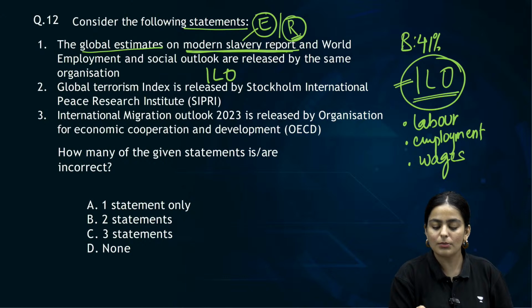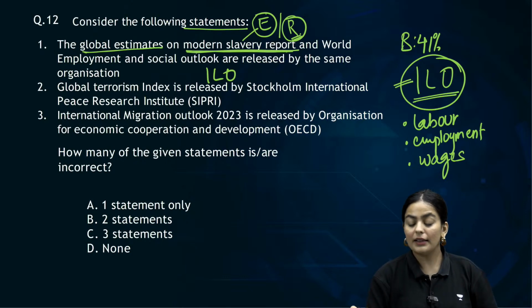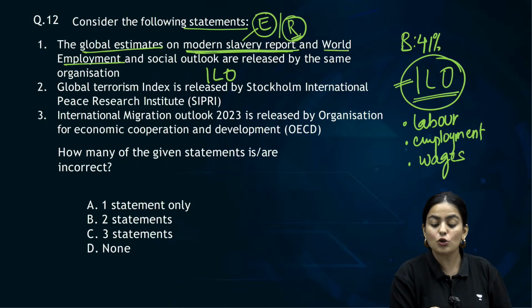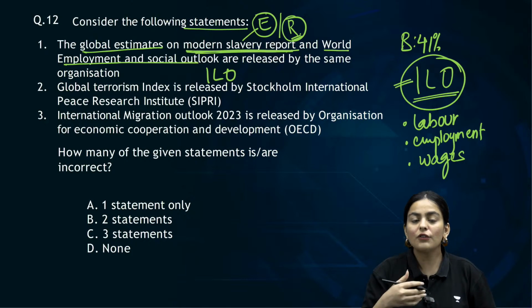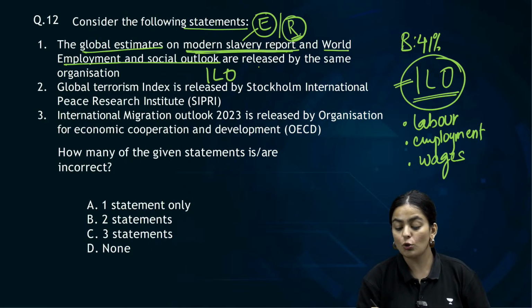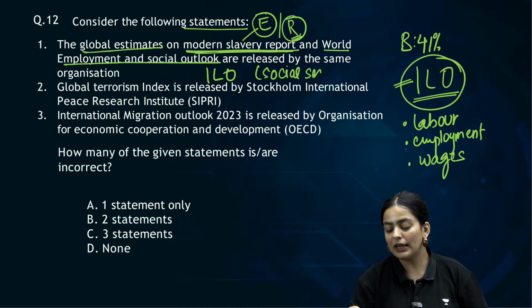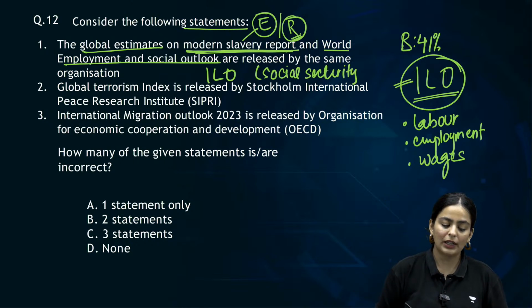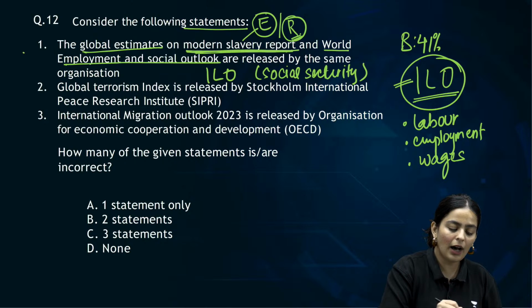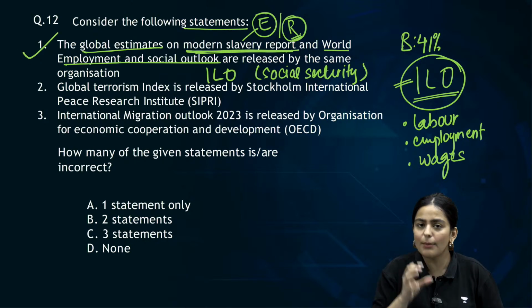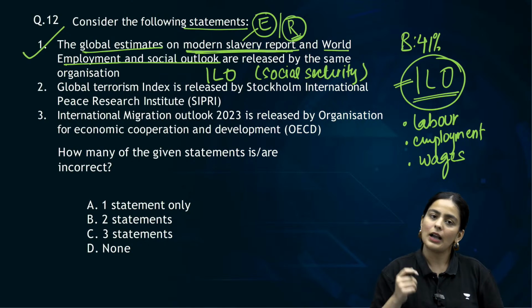The global estimates on modern slavery and the world employment and social outlooks. Even if there is a report which is talking about social security, social security of what? Of laborers. Yes? Then that will also be the domain of ILO. Clear? So first is correct. They are released by the same organization, that is ILO.